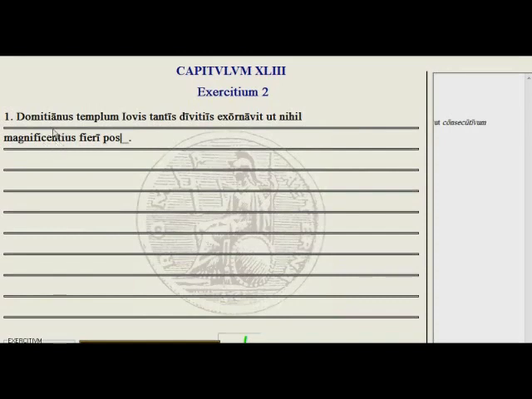Here we have our comparative adjective, and fieri from fio. And here what we want, because we have exornavit here in the perfect, we want our imperfect subjunctive from possum, which is posset. Okay, go ahead and try the rest of those, and let's go on to our question and answer.